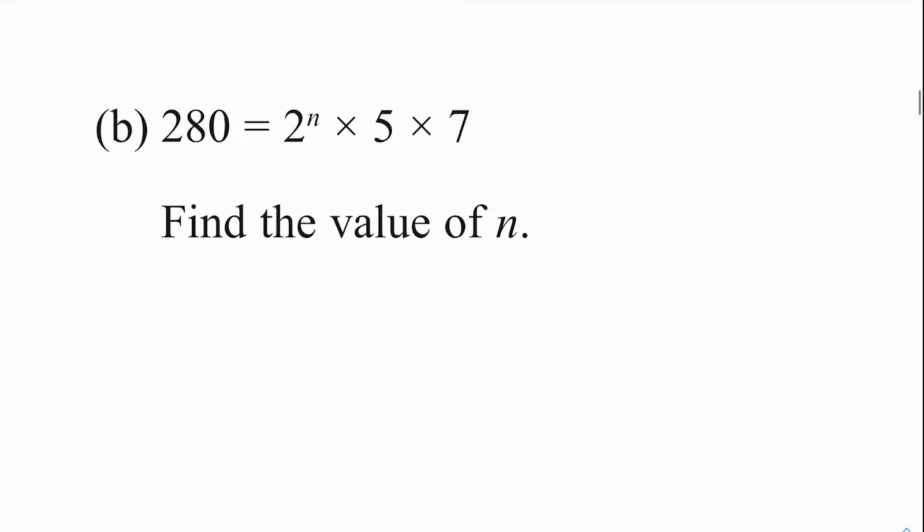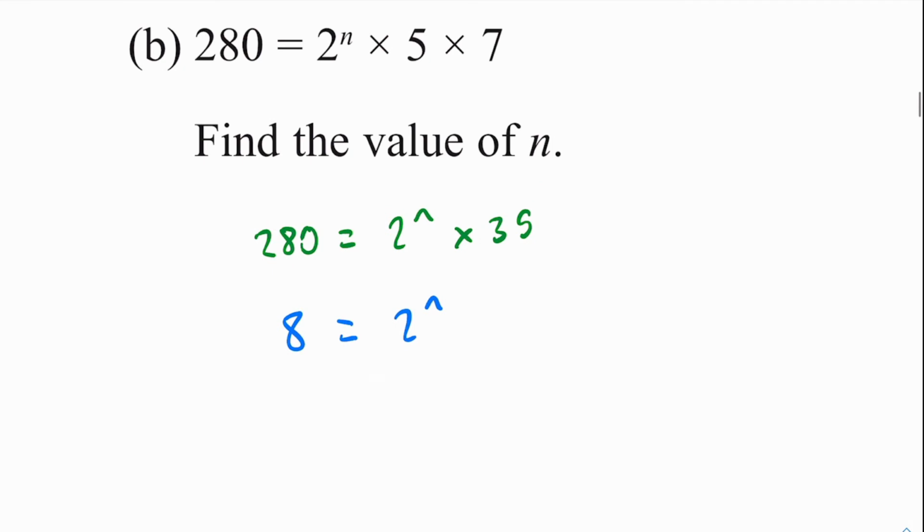Question B, a bit different. Again, we have an unknown, 2 to the power of n here. So again, you might not know what to do, but just do whatever you can. So 5 times 7, we know how to do that. So we can now say that 280 is equal to 2 to the power of n multiplied by 5 times 7, which is 35. We can then divide our 280 by 35. So 280 divided by 35, that gets us 8. So we've now got 8 is equal to 2 to the power of n.